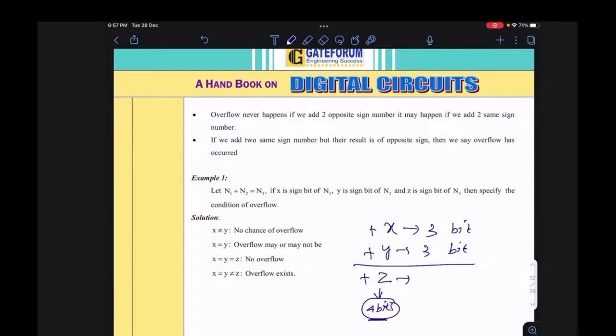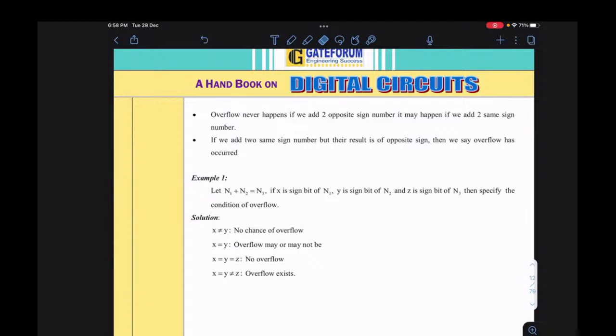Okay. So this is what I have illustrated, and based on this, questions are being framed. I mean, the same thing that I said. Here I'm just giving it in the form of an equation, you can say. Let's say n1 plus n2 equals n3. x is the sign bit of n1, y is the sign bit of n2, z is the sign bit of n3. Then specify the condition for overflow.